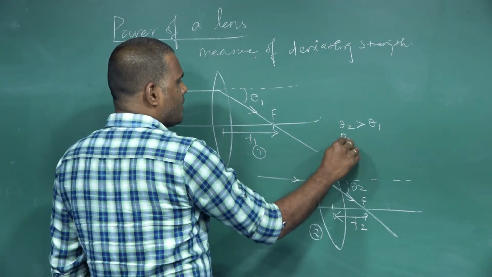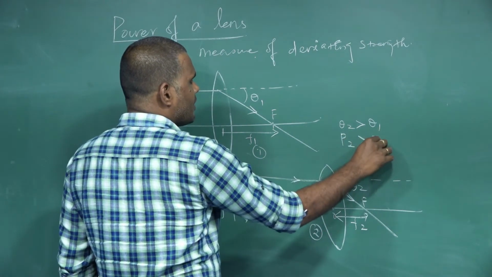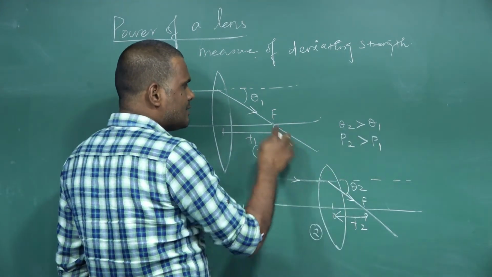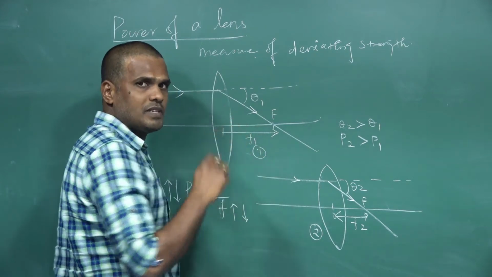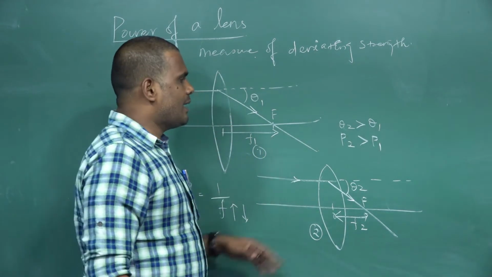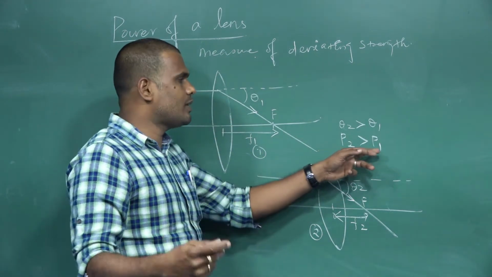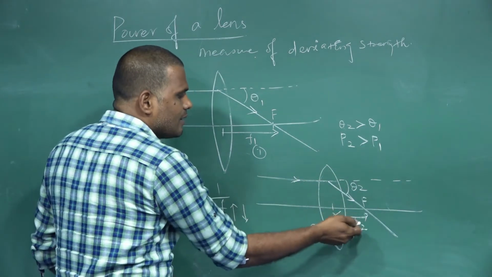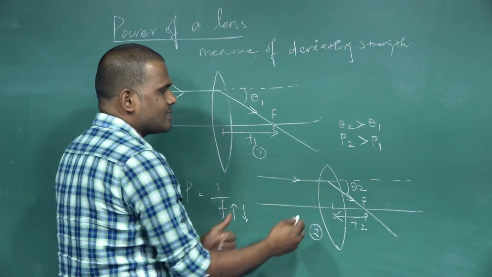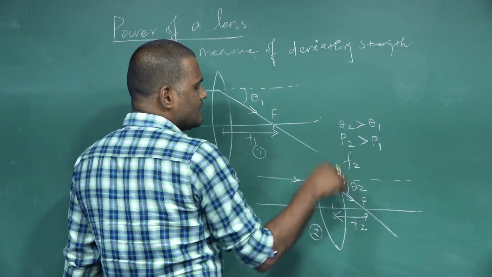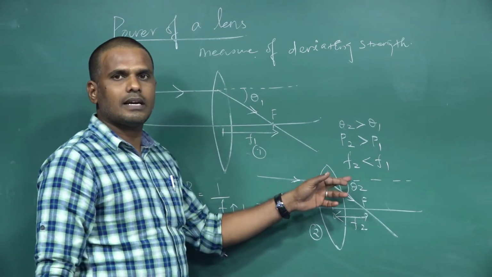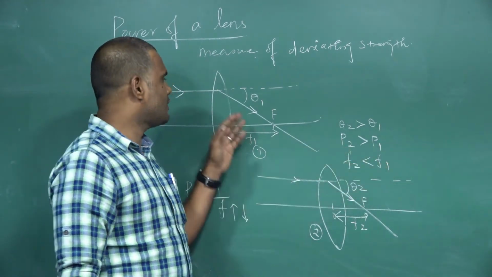So we can say the power of lens 2 is greater than the power of lens 1, which means the deviation produced by the second lens is more than the deviation produced by the first lens. In other words, the power of the second lens is more than the power of the first lens. If power is more, what happens to the focal length here? Focal length is getting decreased. So the focal length of the second lens is less than the focal length of the first lens.